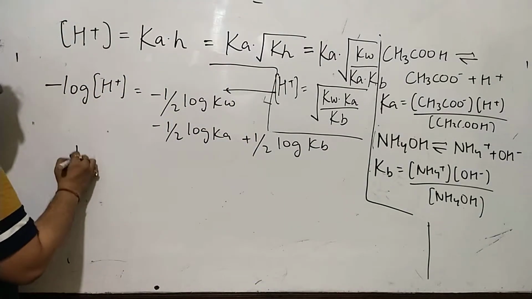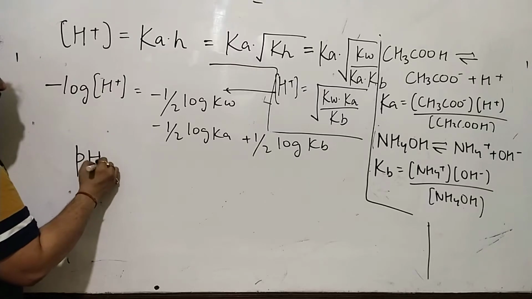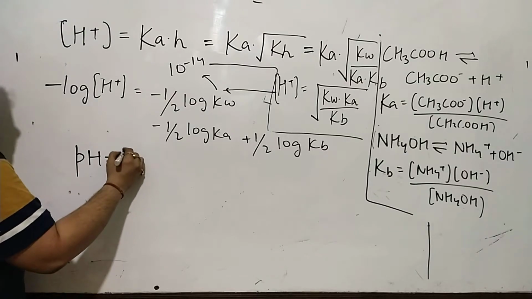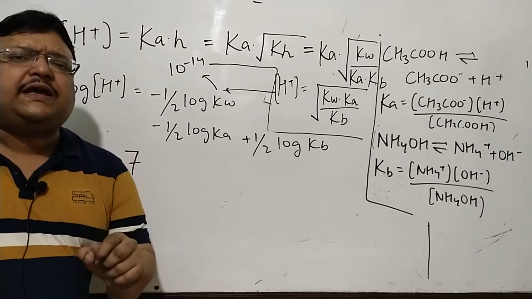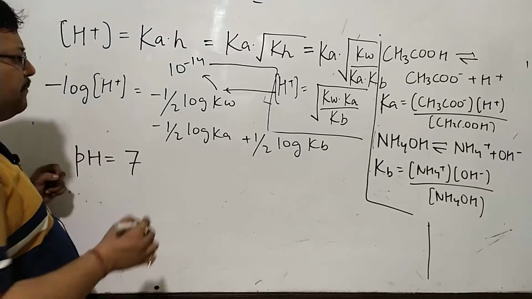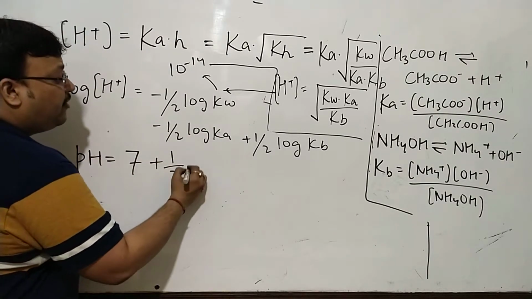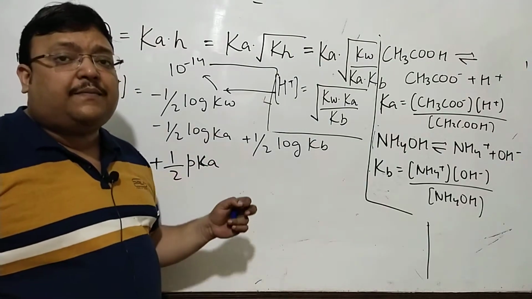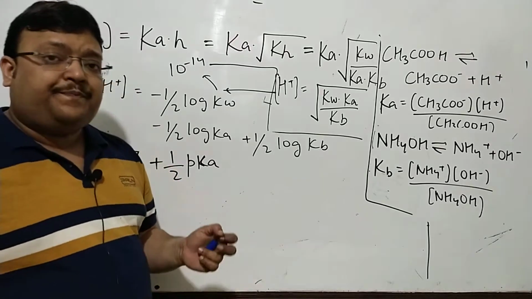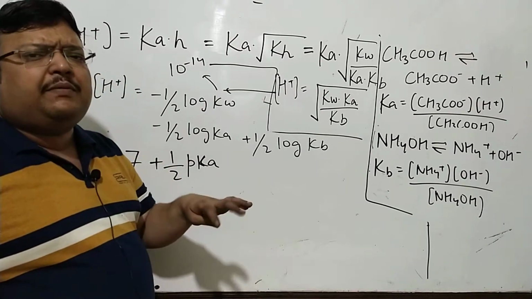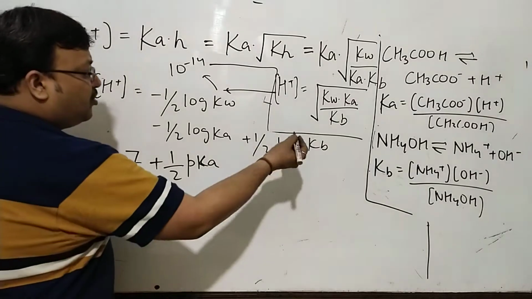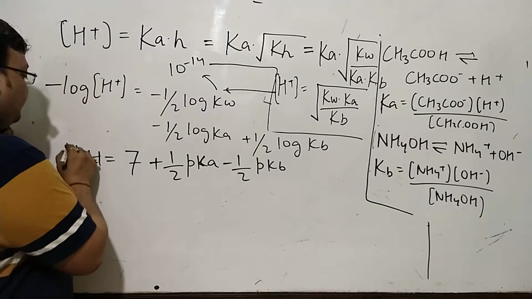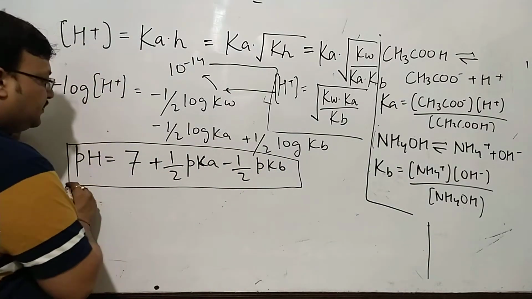Yet again, this will mean minus log of H plus is pH. You know Kw is 10 to the power minus 14, so log of that is minus 14 and minus half of that is 7. Minus log Ka is pKa, so this will be 7 plus half pKa. And because minus log Kb is pKb, plus log Kb will be minus pKb, and this will be minus half pKb.